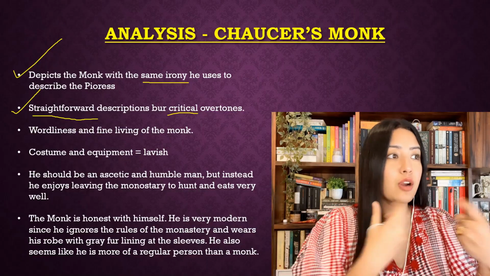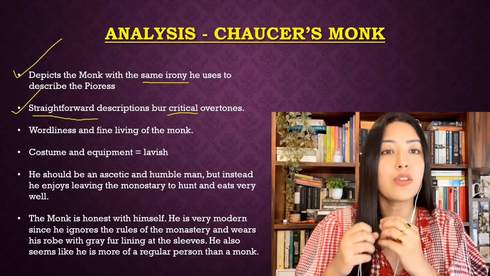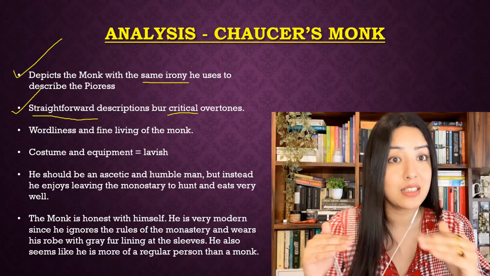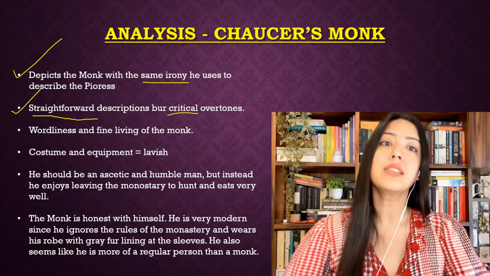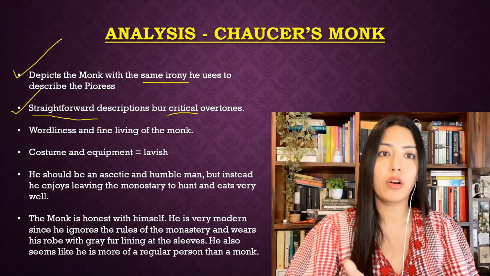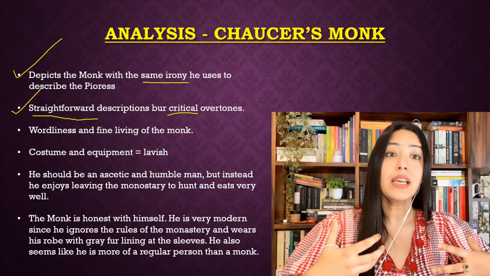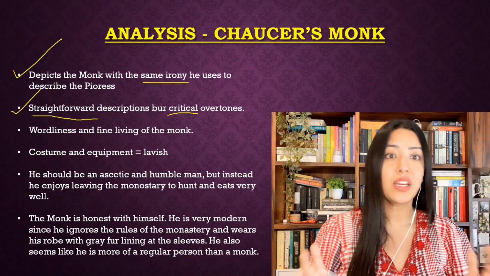So when he is describing the monk this way, directly, straightforwardly, he's also using critical overtones or undertones in his description, so that he exposes the follies of the monk, or people from the church, the corruption that had seeped into the church during the time. He exposes that to the readers very realistically.